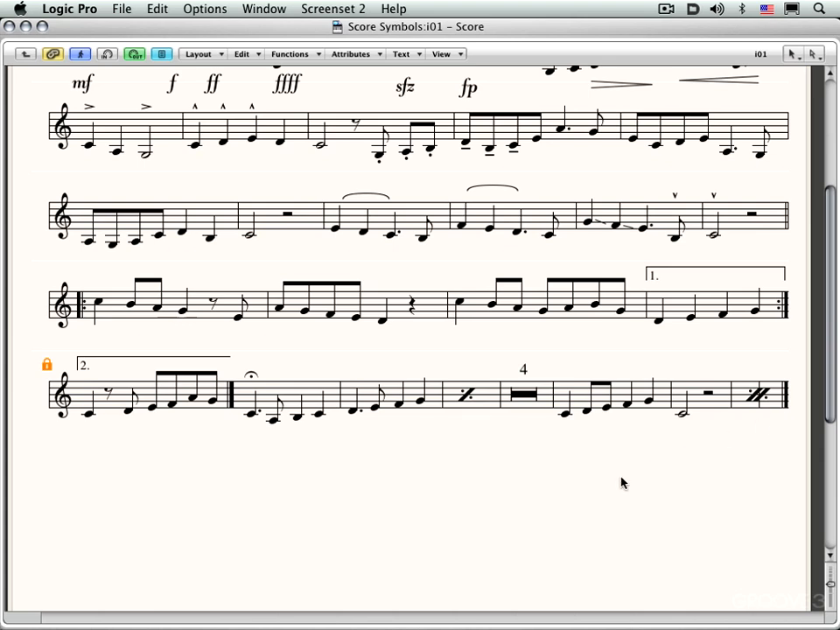So there are some basic articulation and navigation markings. There are a lot more, but these are the basics. And they'll help you when you're writing out parts for musicians to play or reading parts.